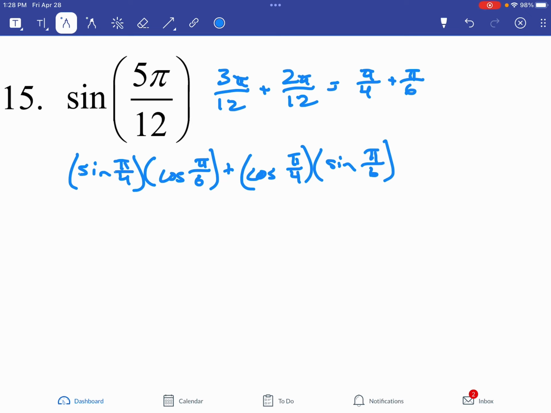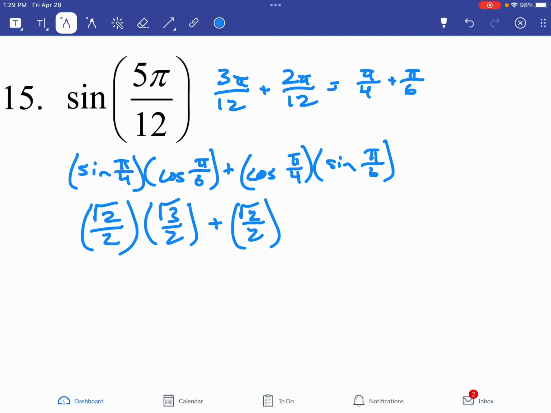So the sine of pi over 4 is root 2 over 2 on your unit circle. Cosine of pi over 6 is root 3 over 2. The cosine of pi over 4 is root 2 over 2. And the sine of pi over 6 is 1/2.